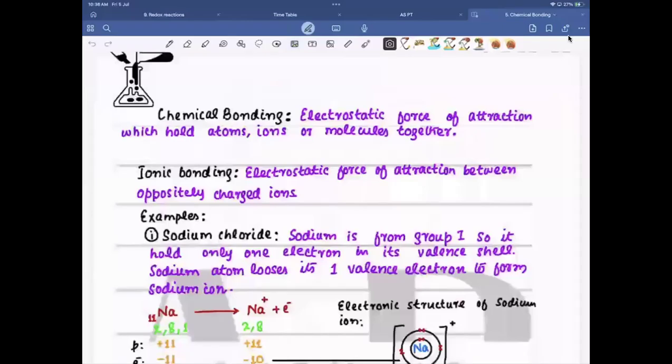Okay, so today we are going to start with chemical bonding. First, we know that bond means to join, to stick together, right?